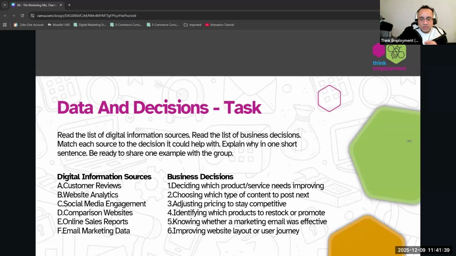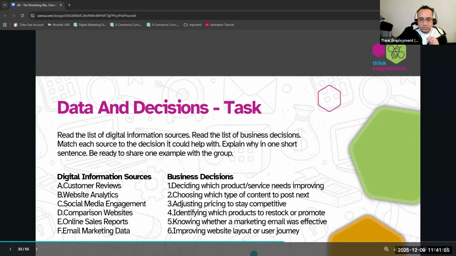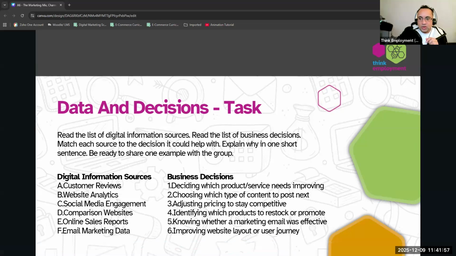And then I'll ask a few of you to explain. Or you could actually explain in a sentence. So I want you to do that for 5 minutes. You're matching the source of information with the business decision. So 5 minutes to do this, and use the chat to put your answer. You can go like A1, B2, something like that.